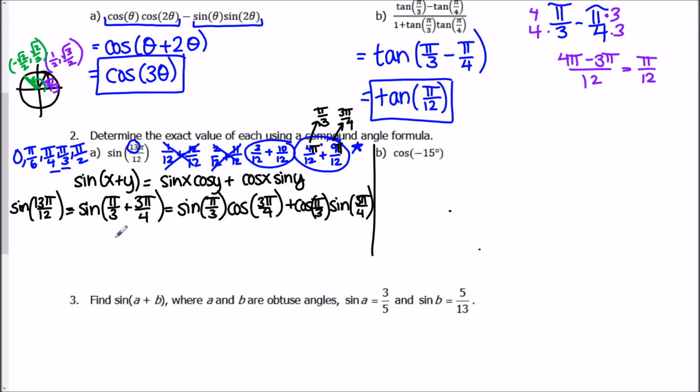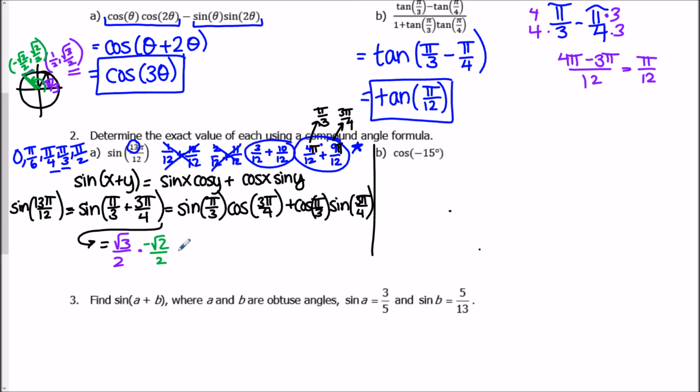So this is going to be equal to, now when I do this right here, if I do sine of pi over 3, remember sine is always the y value, so it's going to be root 3 over 2 times the cosine of 3 pi over 4, that's the x value right here, so that's going to be negative root 2 over 2.